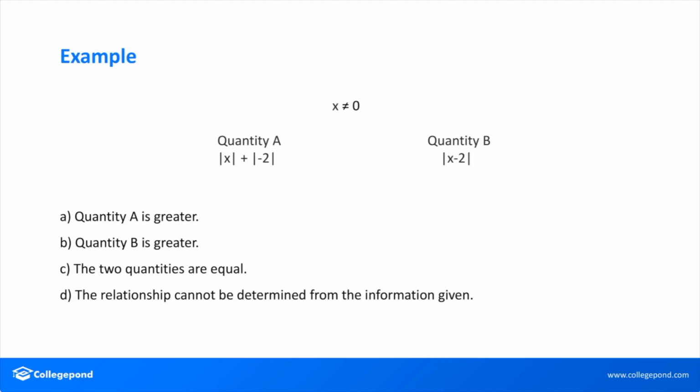Let's try plugging in a negative number now. What if x is minus 1? If x is minus 1, left hand side is mod of minus 1 plus mod of minus 2, that is 1 plus 2, which is equal to 3. Right hand side is mod of minus 1 minus 2, which is mod of minus 3, which is equal to 3. So both the quantities are equal, right? So if both the quantities are equal, I will eliminate option A.